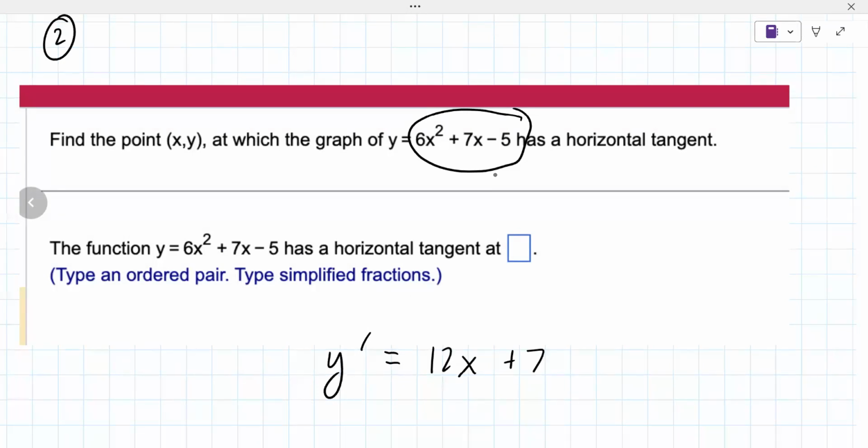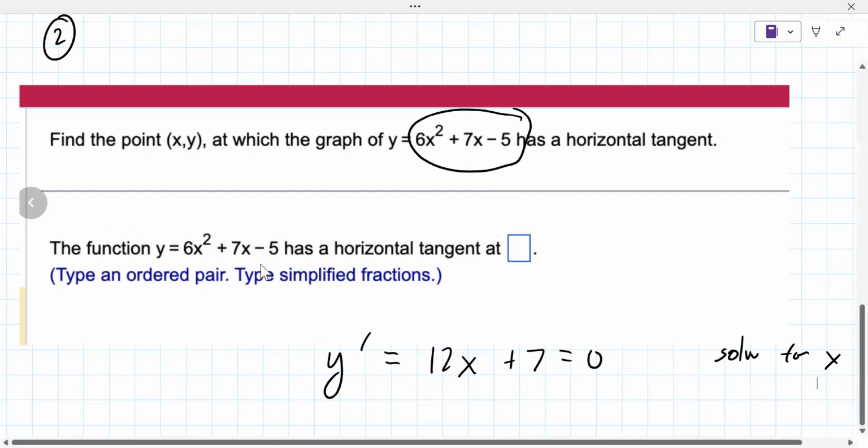And then they want you to set it equal to 0 and solve it for x. So could you solve this for x for us, please? Yeah. -7/12. -7/12. So now it says here, and then the Pearson's always good.